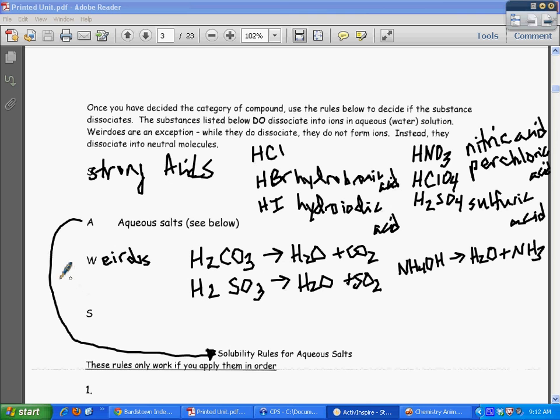Now, you only use this classification. This only happens when the weirdo is produced by a double displacement reaction. So if the hydrogen carbonate or ammonium hydroxide is a reactant, you don't change it into this. It's only if during the course of a double replacement reaction you make one of these products. H2CO3, H2SO3, and ammonium hydroxide can never be the product of a double replacement reaction. They're unstable products in that situation, and they always decompose into those products that you see.